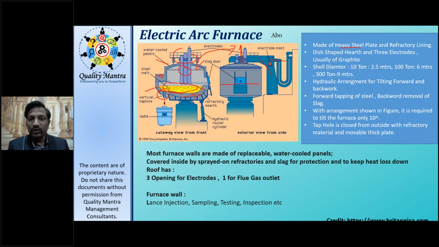And this total shell diameter will depend on the capacity of the electric arc furnace. So for a 10 ton electric arc furnace, it will be around 2.5 meters, for 100 ton around 6 meters, and 300 ton 9 meters. It can vary. It is just a guideline, and it can vary according to the design of the electric arc furnaces. There are various types of, yeah.